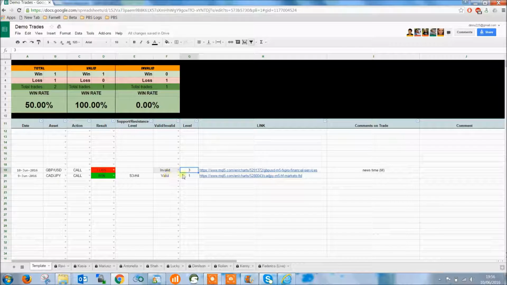So that's how it is. So that is the reason we say we don't use martingale. So let's have a look at one of the trades here.